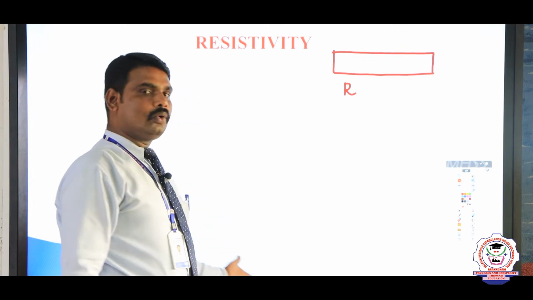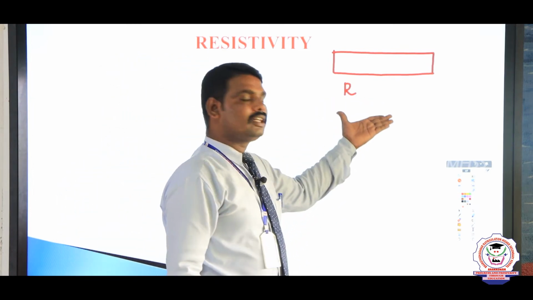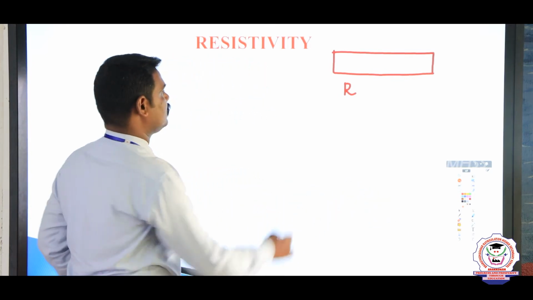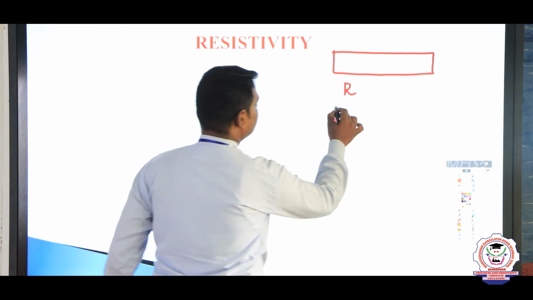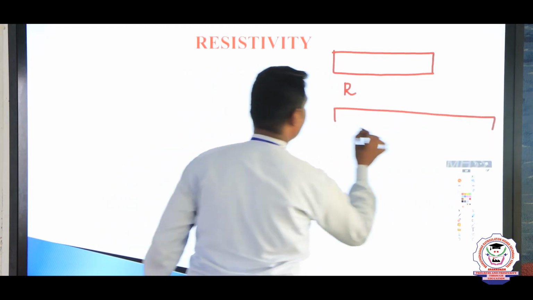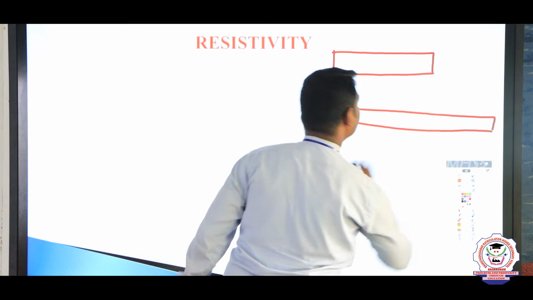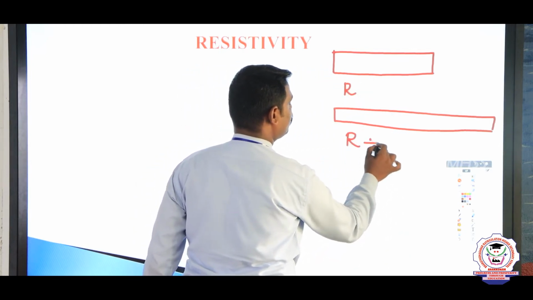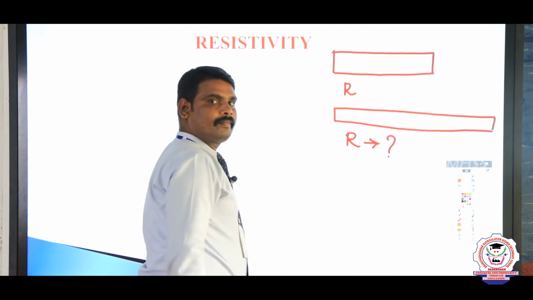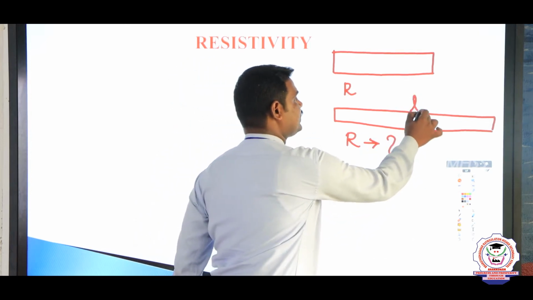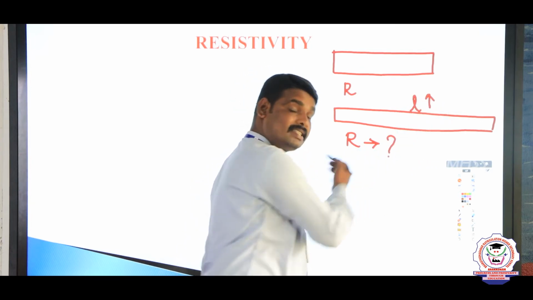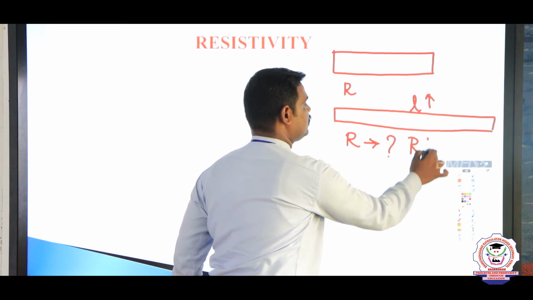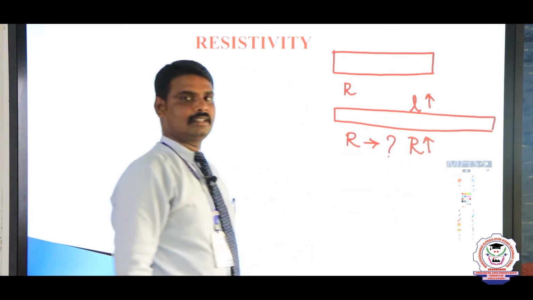Now I am increasing the length of this conductor twice or thrice. So the length increases, right? Now the resistance, what happened? If the length increases, the resistance also increases. Very good. The resistance will increase, right?